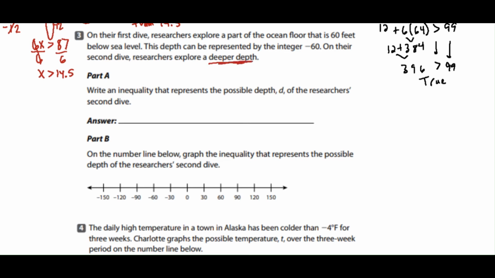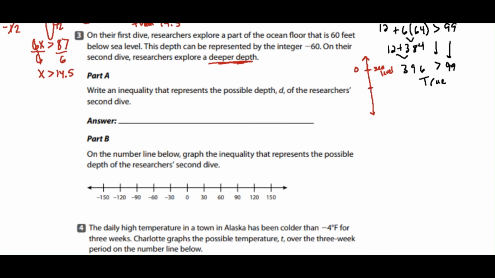So if you go deeper than -60, that means, let's just draw. Let's think about it like this. So 0 is sea level. 0 is sea level. If a diver's first depth was 60, remember depth is how deep, so you would use absolute value to describe the situation.